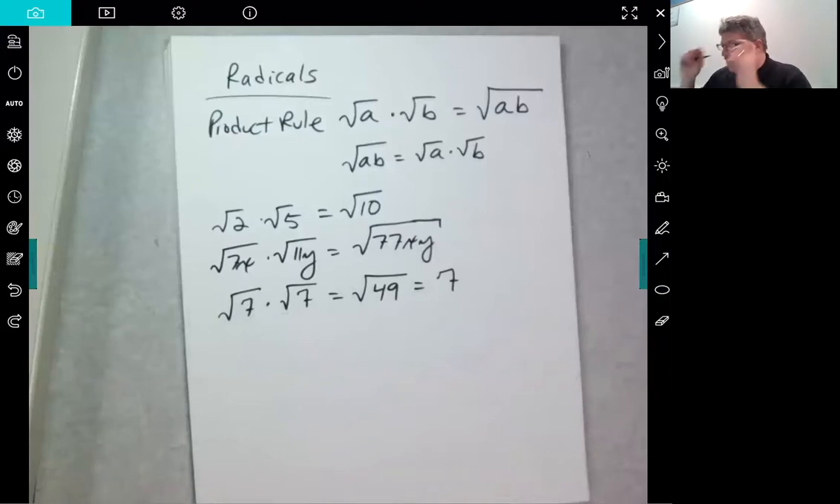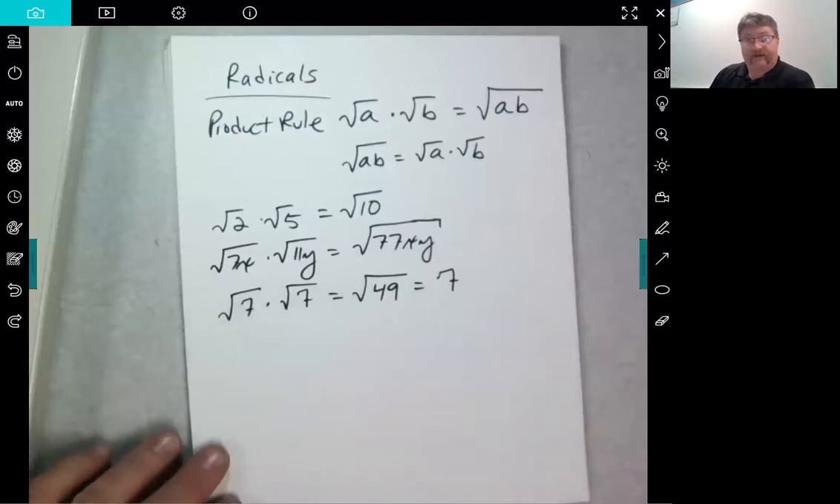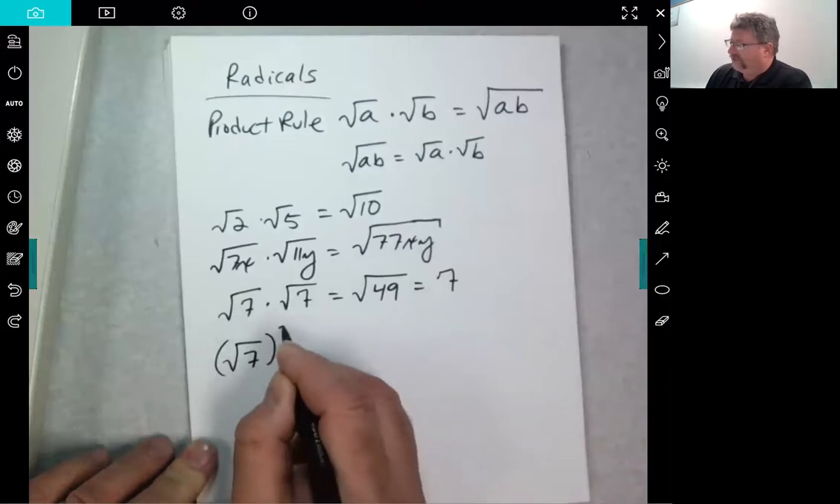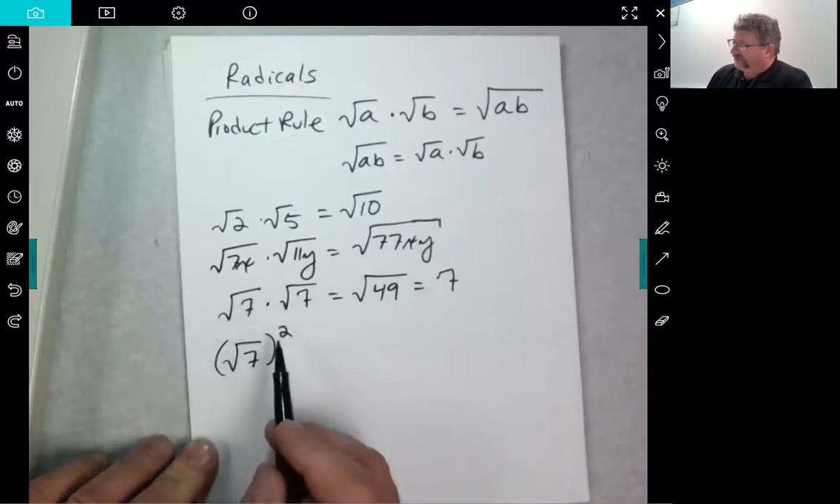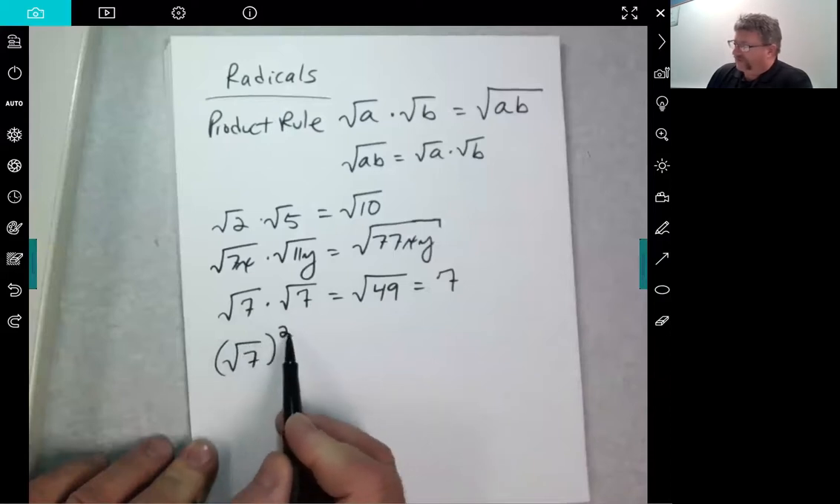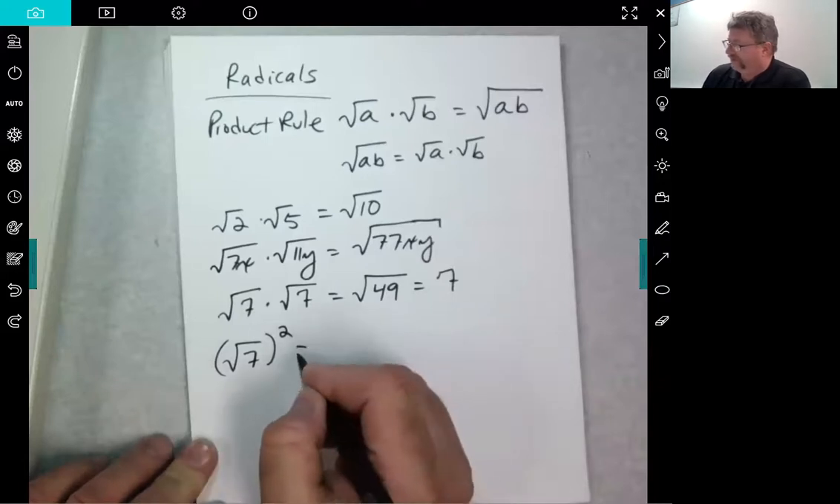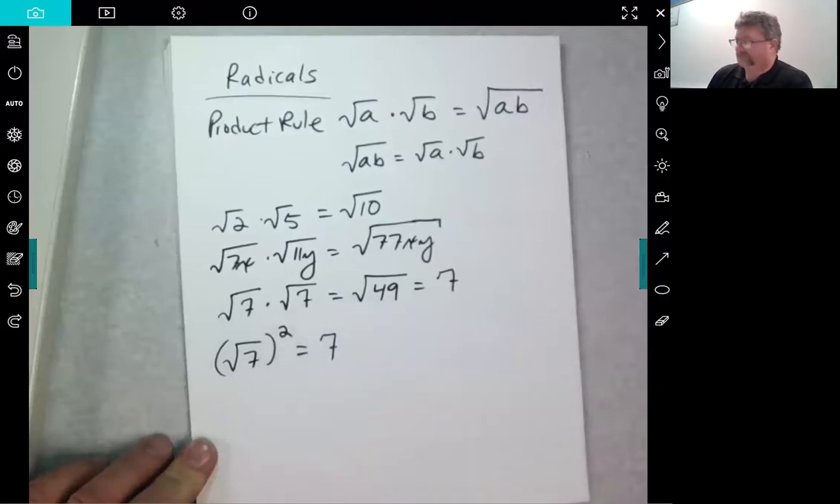Another way to think of that: what is something times itself? That means I've got something squared, right? And a square and a square root, I like to use the word annihilate just because it sounds cool. They annihilate each other. Boom, they're gone. And all you have left is the 7.